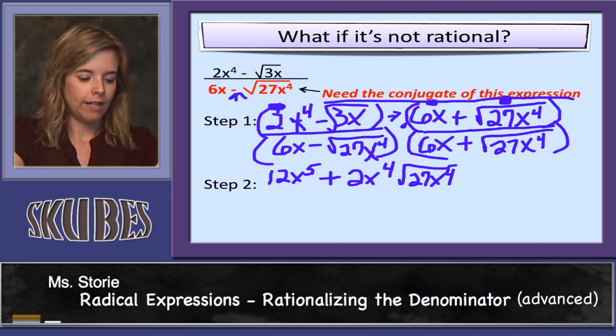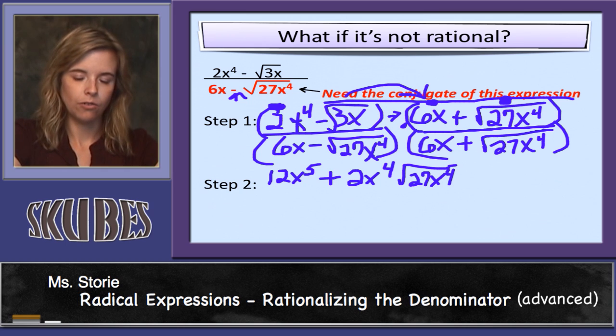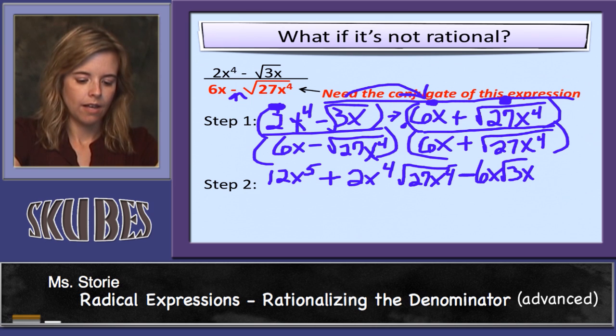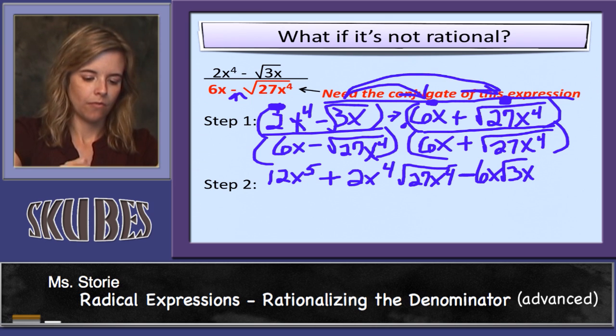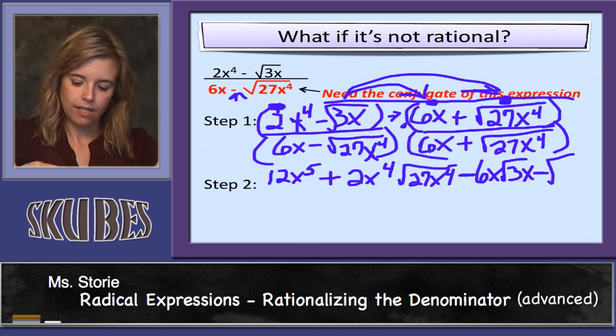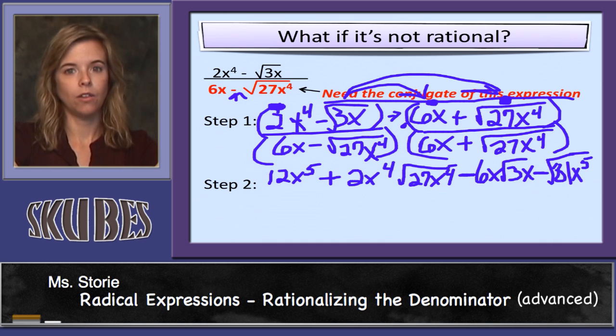Now you have to continue on, and now you're going to have to do your multiplication of your inward terms. So it's negative radical 3x times 6x. So that's going to get you a negative 6x radical 3x. And then you do your last term. So you're multiplying two radicals together. They're going to stay underneath the radical sign. It's a negative times a positive, so you're going to have a positive. And now you're going to have radical 27 times 3 is going to be 81. And it's x to the fifth because you're adding them. That was all the numerator.